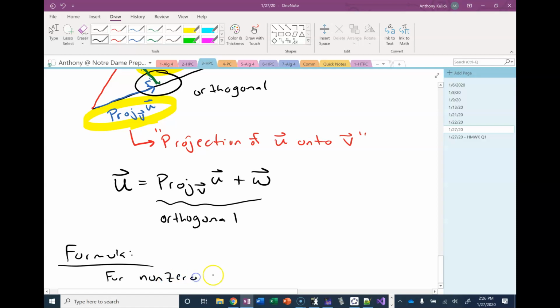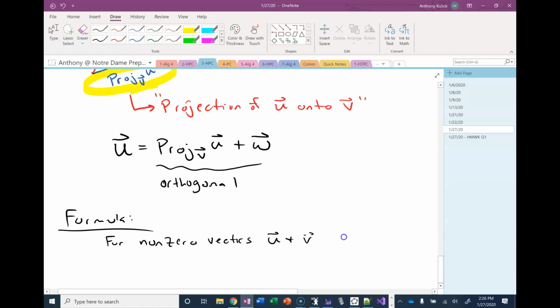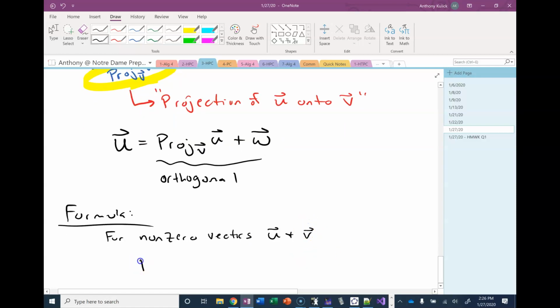So if we have non-zero vectors U and V, the projection of vector U onto vector V is going to be the dot product of U and V divided by the magnitude of V squared, times vector V.